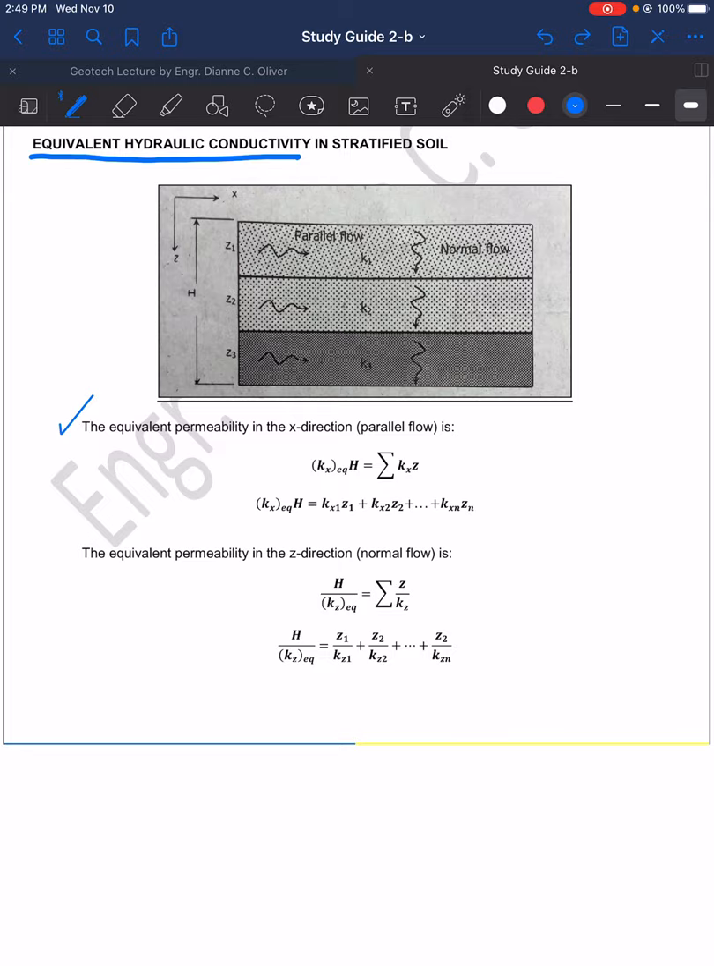Then, it is equal to the individual soil types. The K sub 1 of the first soil layer and then the Z sub 1 or the height of the soil layer. Okay, next is the K sub 2 of the second layer multiplied with the Z sub 2, which is the height of the second layer, plus we have the K, for example, this is K sub 3 for this third soil layer multiplied with the Z sub 3 or the height of the third layer. Okay? So that's the formula for parallel flow.